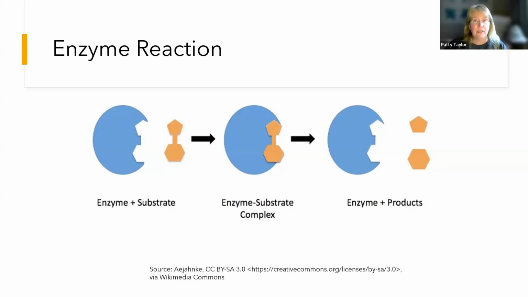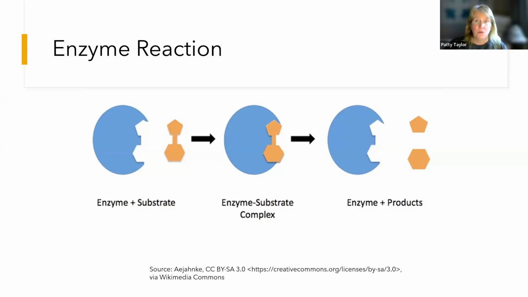This is a typical enzyme reaction. You can see on the left-hand side, we are looking at the enzyme plus the substrate. And on the right-hand side, the arrows point toward the enzyme and the products. So the reactants here are the enzyme and the substrate. The products are the enzyme plus those two little products shown on the right-hand side of the equation.